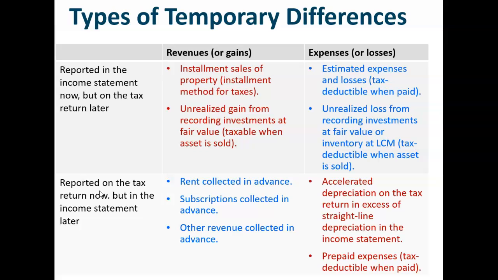The temporary differences shown on the diagonal red areas create deferred tax liabilities because they result in taxable amounts in future years. The temporary differences in the opposite blue diagonals create deferred tax assets because they will result in deductible amounts in future years.